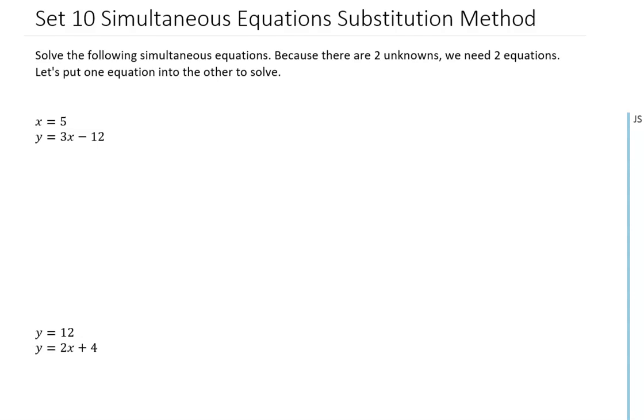Hey guys, here we are doing some simultaneous equations. Now this is called the substitution method because we're going to substitute one equation into the other. Okay, so normally when you solve an equation, it might look something like this.